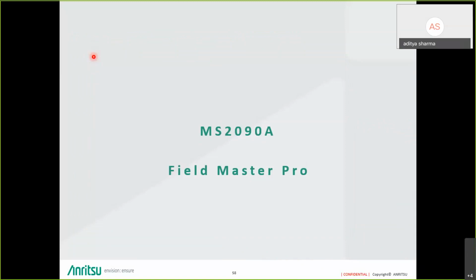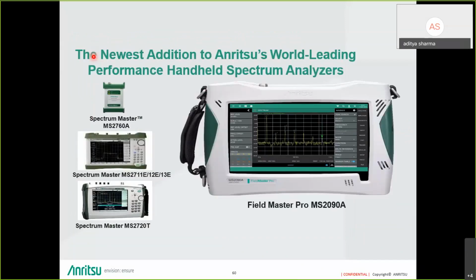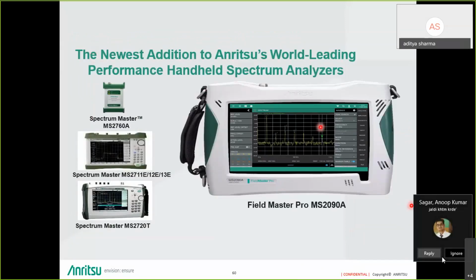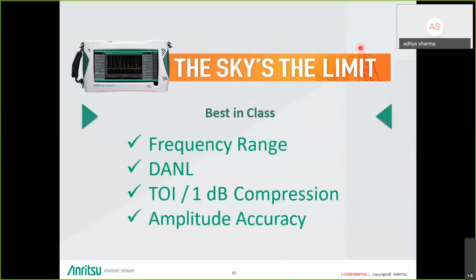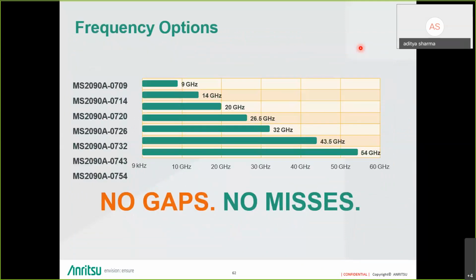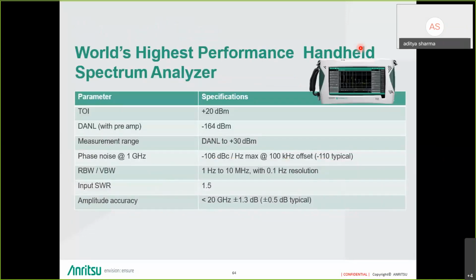Then we have Field Master Pro, which is again a handheld product, new in the family. If you see, this is a full touch-based screen. This is designed for 5G measurement and LTE measurement. So for frequency range, it has best-in-class frequency range, DNL, TOI, and amplitude accuracy. It starts with 9 kilohertz, goes to 9, 14, 20, 26.5, 32, and 43.5 gigahertz. And the last model, which is the highest model, is 54 gigahertz in a single sweep. No gap is there, no missing is there, right?